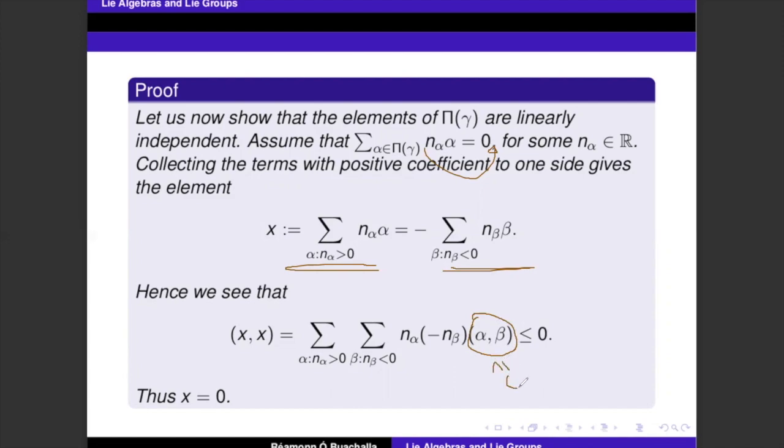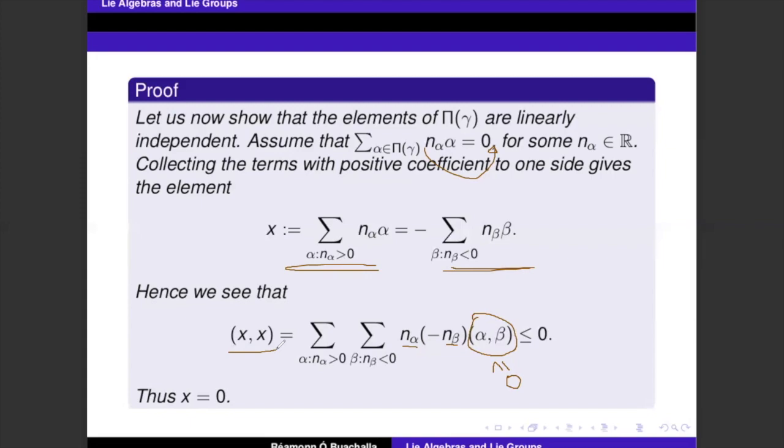Less than or equal to 0. This coefficient is positive, and this one is negative, but minus this is positive. So we have positive times negative, which means this thing is going to have to be less than or equal to 0. It means this whole thing is less than or equal to 0. So we've got the inner product of an element with itself, and its value is less than or equal to 0. But of course, for an inner product, you've got positive definiteness.